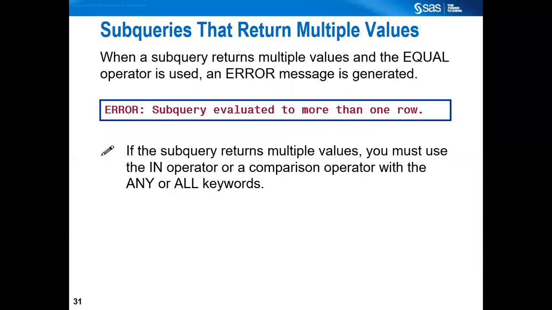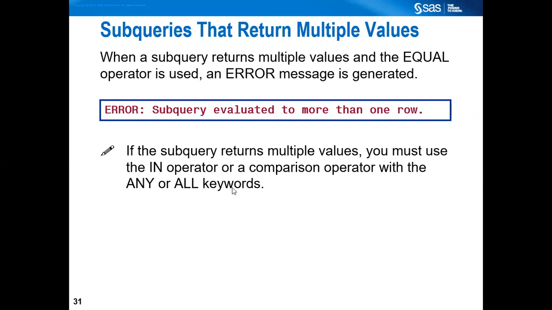So this is what it's telling. When a subquery returns multiple values and the equal operator is used, an error message is generated. They are just introducing to you that in case you are confused whether it will return a single value or multiple values, you can use the IN operator, or there are keywords called ANY or ALL. If the subquery returns multiple values, you must use the IN operator or a comparison operator with an equal to sign. You can also make use of ANY or ALL.